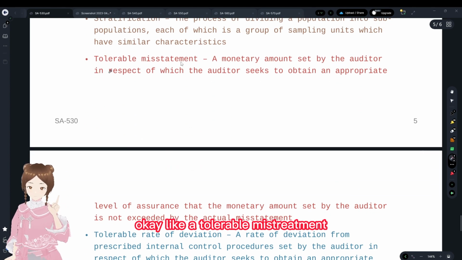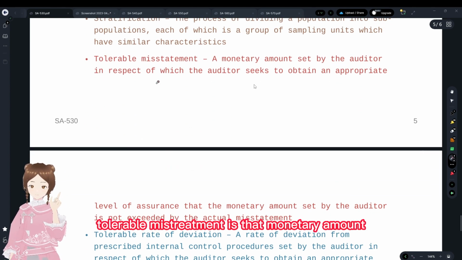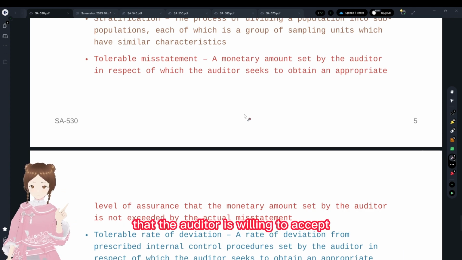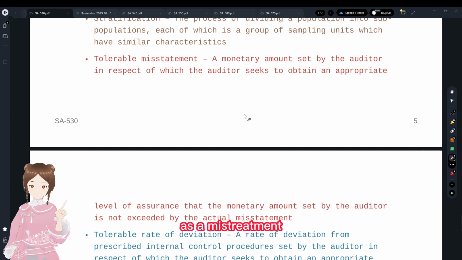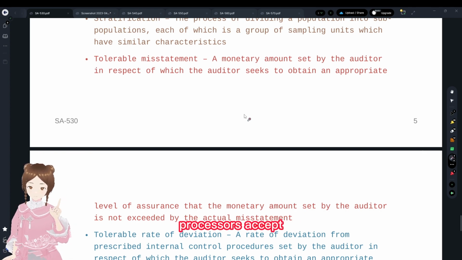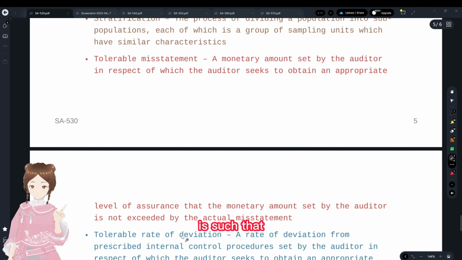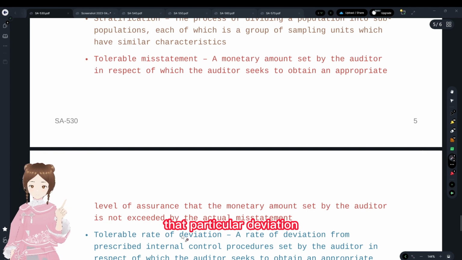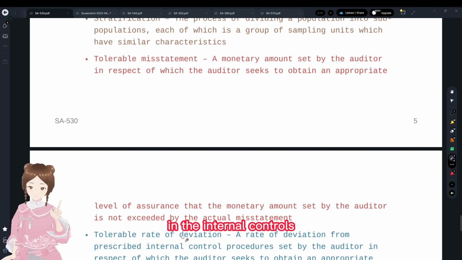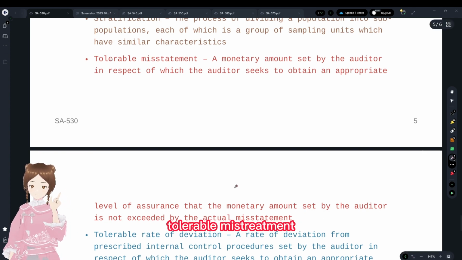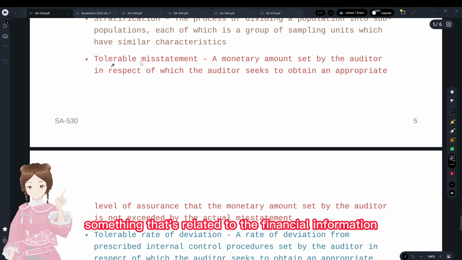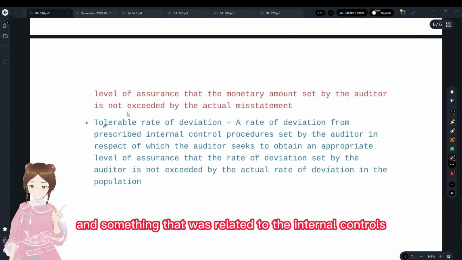Okay, like tolerable misstatement. Tolerable misstatement is the monetary amount that the auditor is willing to accept as a misstatement in his audit procedures. Tolerable rate of deviation is the deviation that the auditor is willing to accept in the internal controls. Tolerable misstatement is related to the financial information, and the rate of deviation is related to the internal controls.